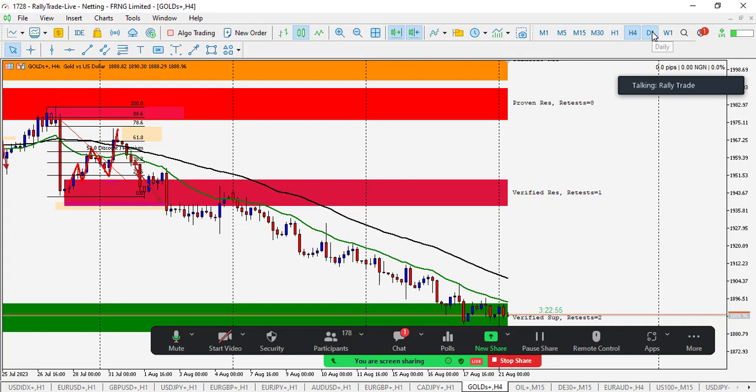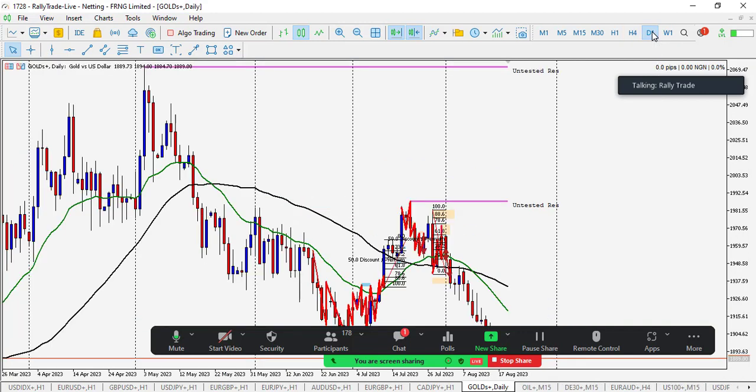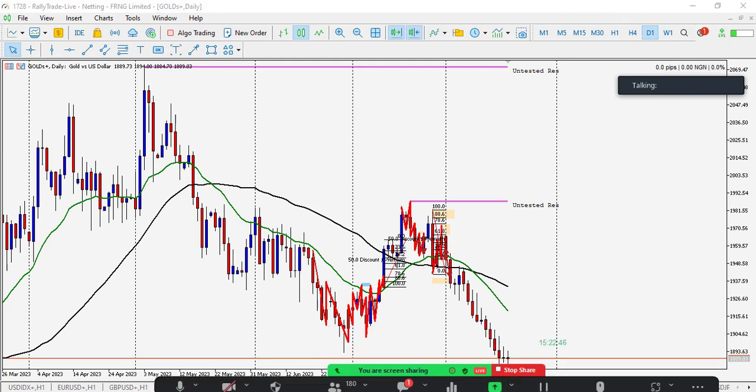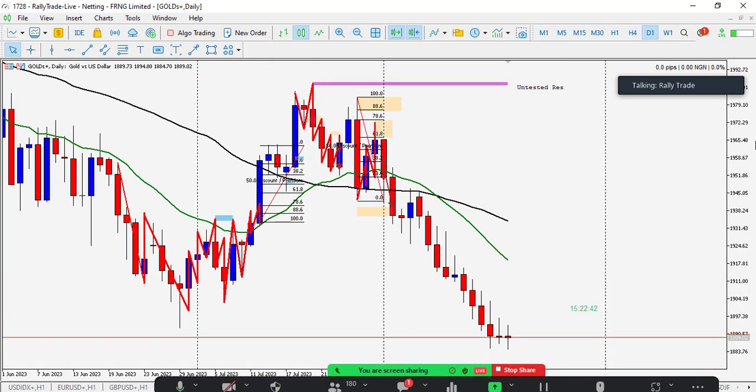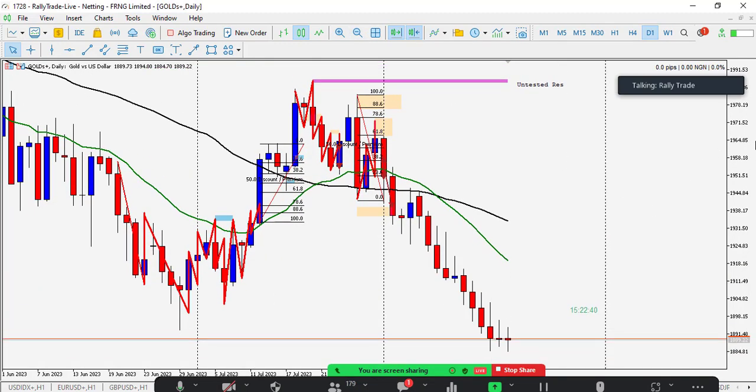Let me look at D1. Someone asked me to look at D1. Let's also consider D1. So guys, look at this price action. Crazy, dangerous.